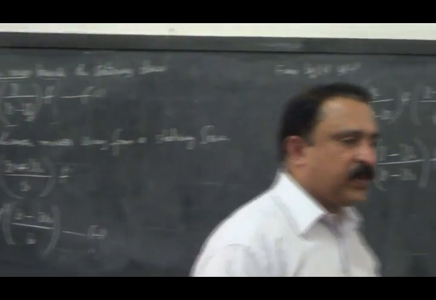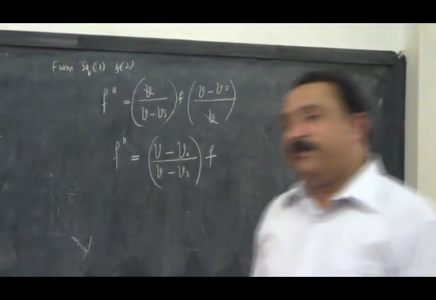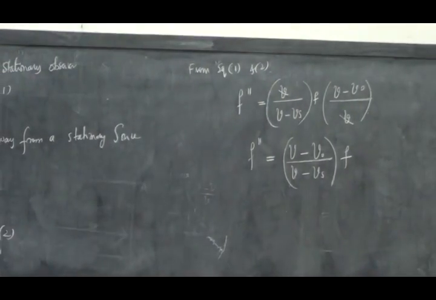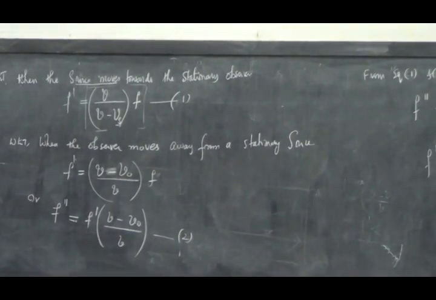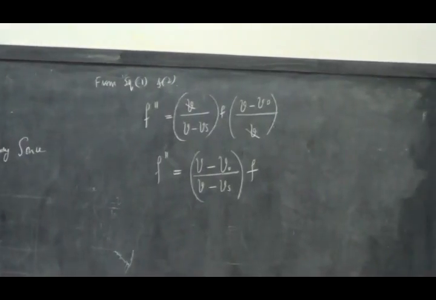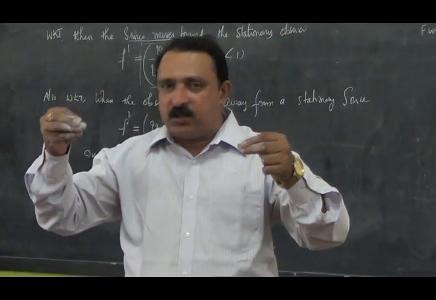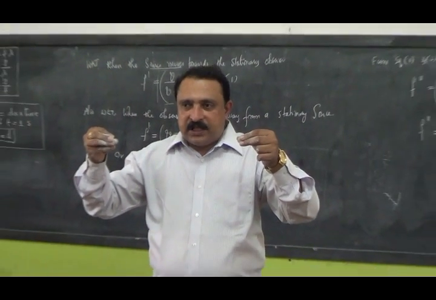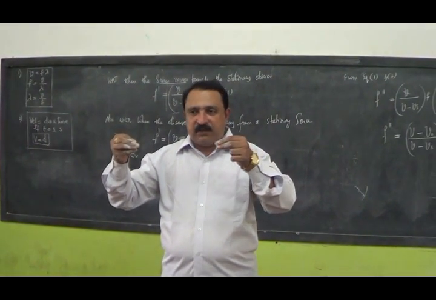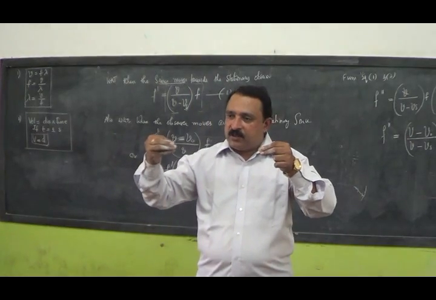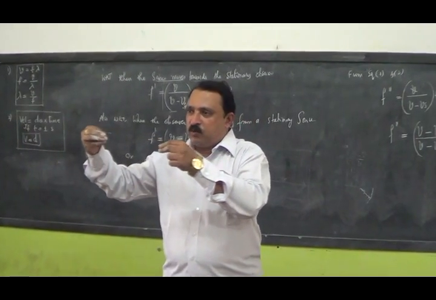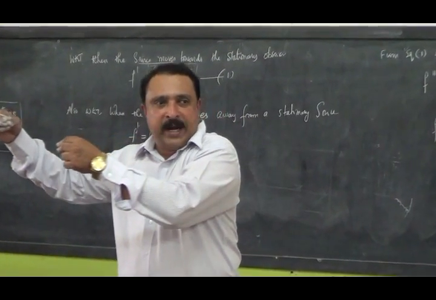Okay. Now here we have 4 types of situations. Substitutions like this. One is the source, the other is the observer. This is source, this is observer. Both are moving. Source is also moving, observer is also moving. Can you see this? Both are moving.